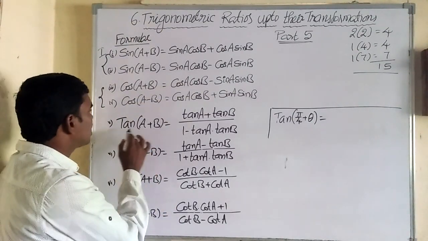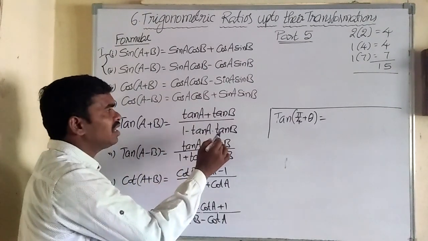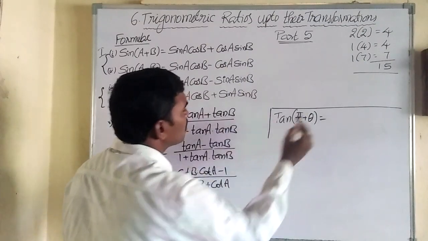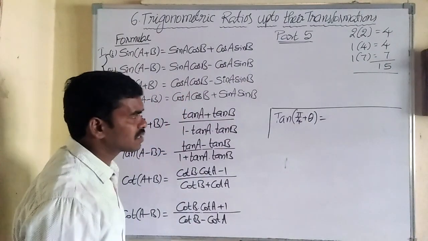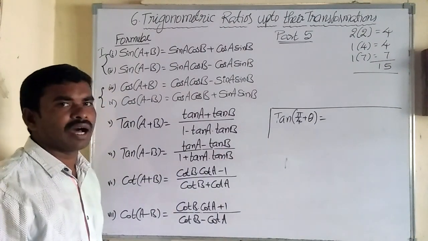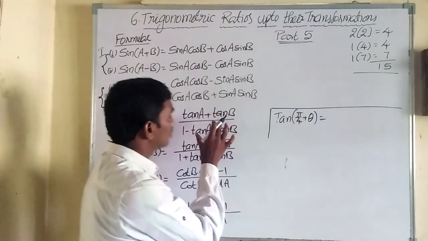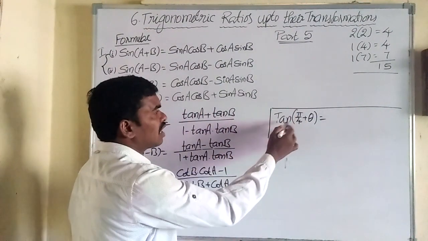Next, based on tan of a plus b, which means tan a plus tan b by 1 minus tan a into tan b, we can write the tan of 45 plus theta formula. I am giving this specifically because it is mostly used in problem solving. That's why we should remember it. So we can apply this formula for tan of a plus b.